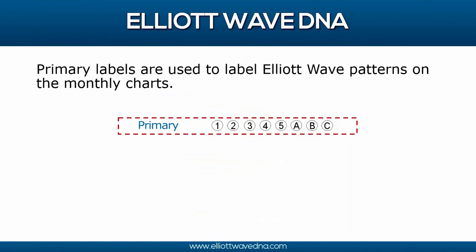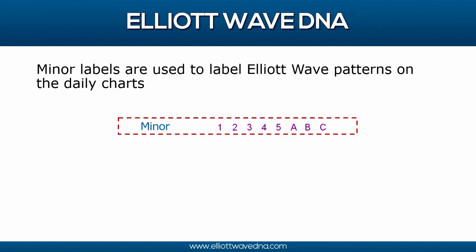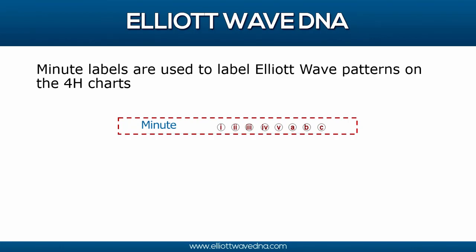Primary labels are used to label Elliott wave patterns on the monthly charts. Intermediate labels are used to label Elliott wave patterns on the weekly charts. Minor labels are used to label Elliott wave patterns on the daily charts. Minute labels are used to label Elliott wave patterns on the 4-hour charts.